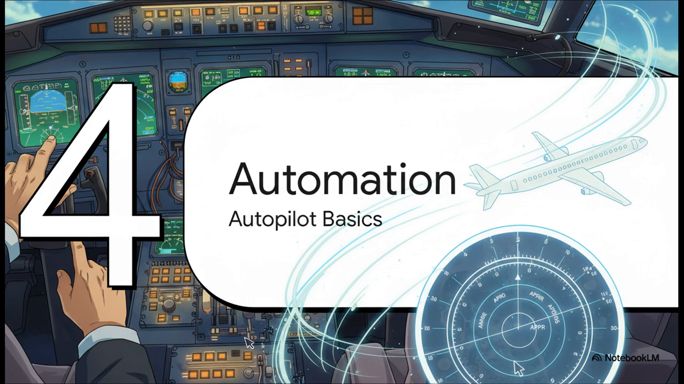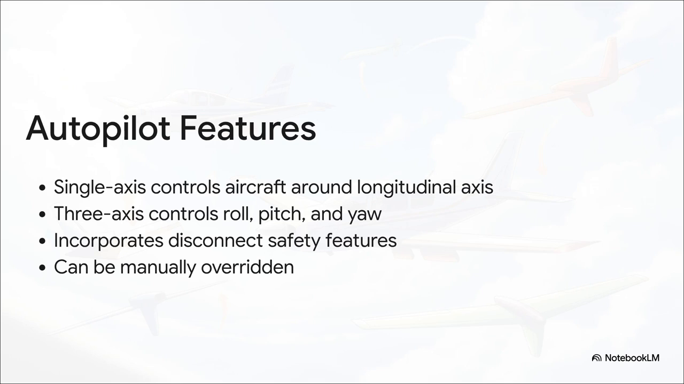Finally, let's look at the ultimate workload reliever. You're trimmed out perfectly, but you need to read an approach plate. It's time for automation and autopilot basics. Simple autopilots use gyroscopic attitude indicators and magnetic compasses to drive servos connected to your flight controls. For the ground exam, know the difference in capability. A single-axis autopilot only controls roll around the longitudinal axis, meaning it just drives the ailerons to keep the wings level. A three-axis autopilot controls roll, pitch, and yaw, driving the ailerons, elevator, and rudder.